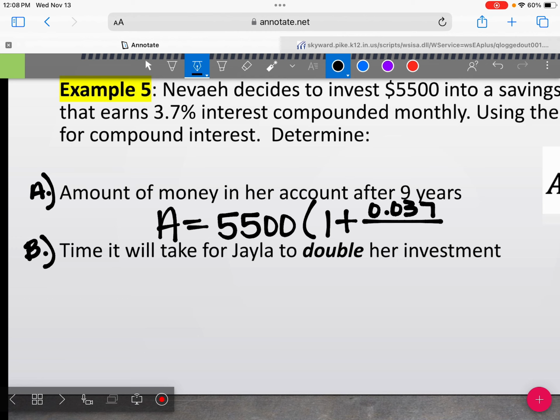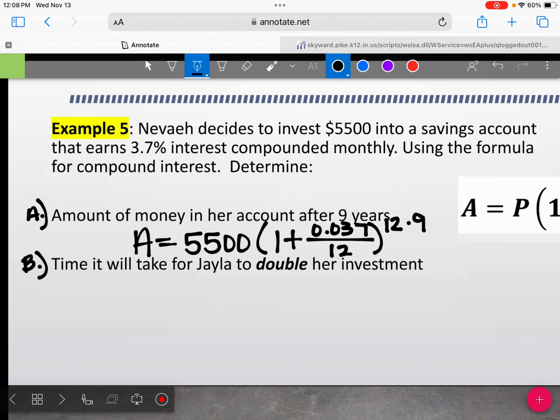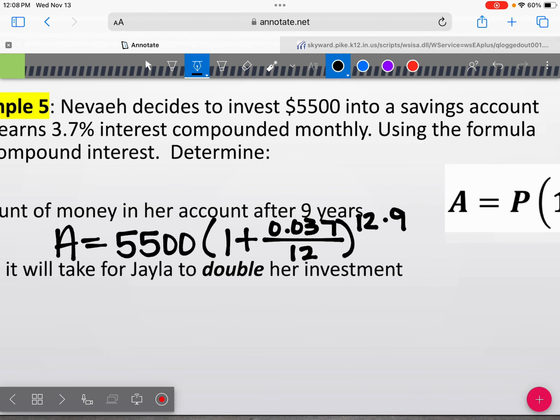It's compounded monthly. So what does that mean? N is going to be 12. I didn't really give myself a lot of space. Just as a little hint, I got something between 7,000 and 8,000. So your answer should fall between 7,000 and 8,000.